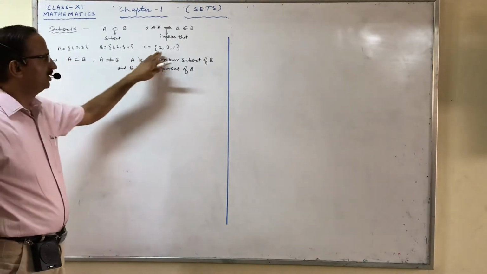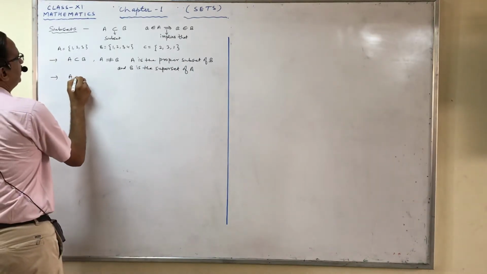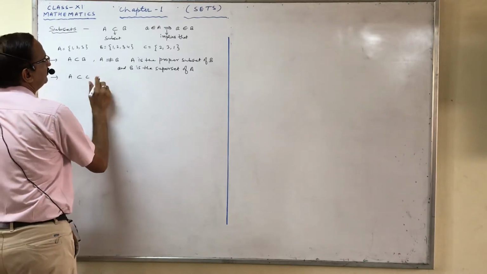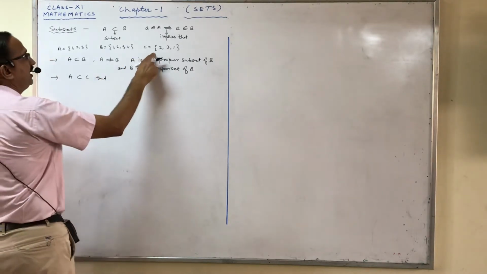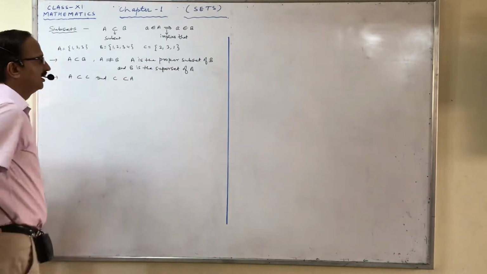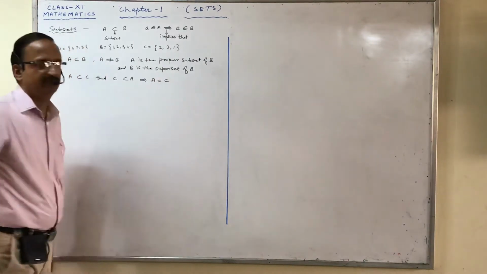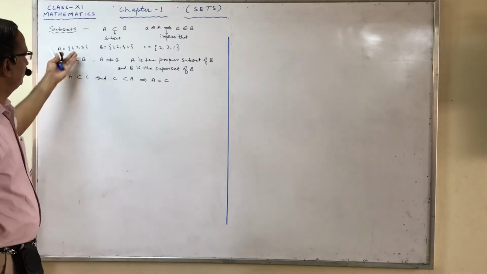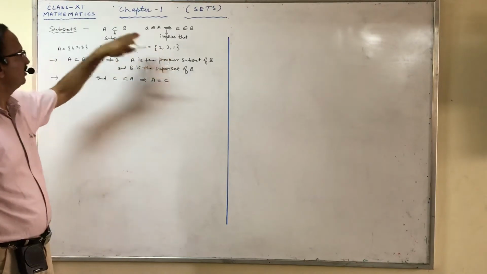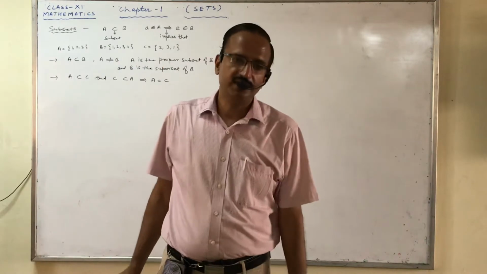Now look at A and C. 1, 2, 3, 2, 3, 1. Both the sets are the same. So we can say that A is the subset of C, and similarly C is also the subset of A. So this implies that A equals C. Why? Because both are equal. So A is the subset of C, and conversely C is also the subset of A. It means A and C both sets are equal.